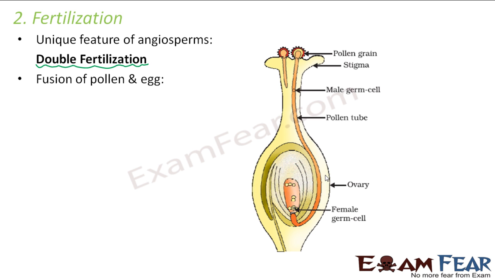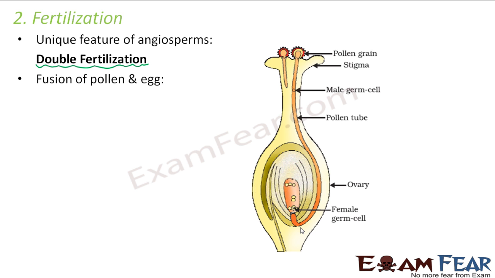This tube-like structure which is formed in the style when the pollen grains pass through it is known as the pollen tube, and these are the male sex cells. These male sex cells will reach the ovary. Now once it reaches the ovary, what will happen? Now you have two male gametes. One male gamete will fuse with the egg which is present in the ovary. That is one fertilization done.